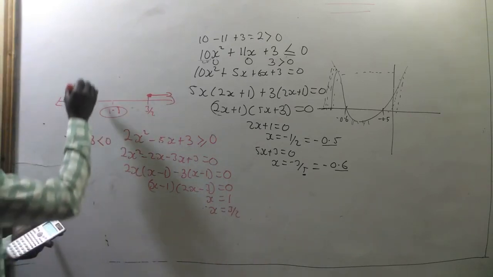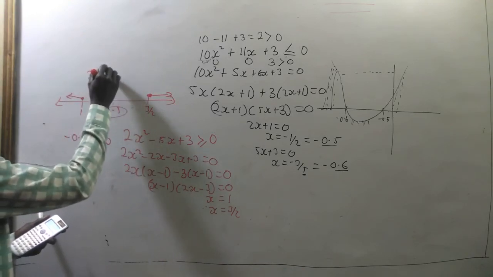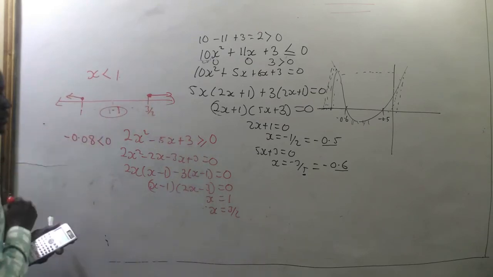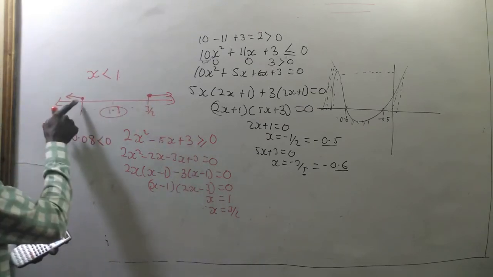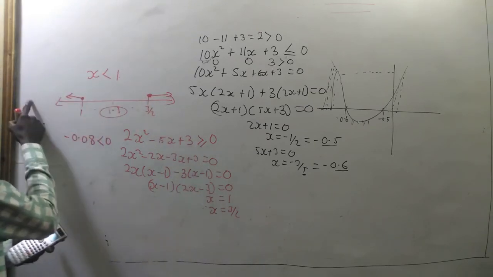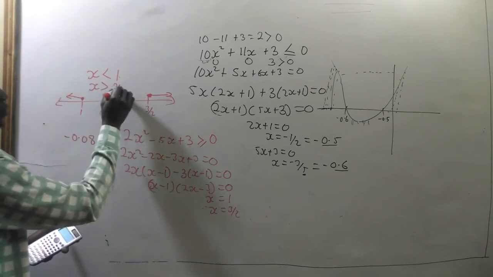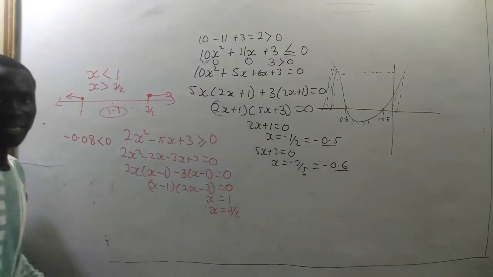If I stand on this, I'll go here. So the solution to this inequality is x is less than or equal to 1. Yes, x is less than or equal to 1. But all the values here are less than 1. And x is greater than or equal to 3 on 2. But all the values here are greater than 3 on 2.